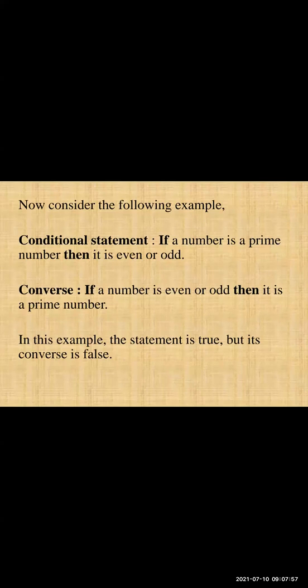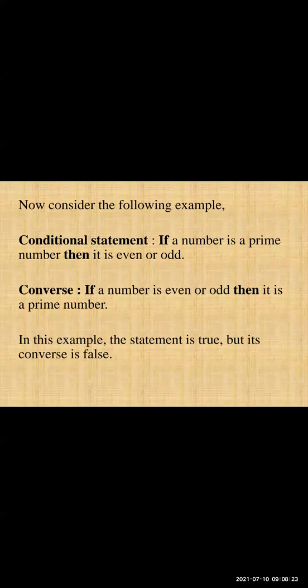Okay, if a prime number is given to us, then it will be either even or odd, right? Even prime number is only one, that is 2. We know that after 2 there is no even prime number, but they have taken it in common that it should be either even or odd. So this is the conditional statement given to us.